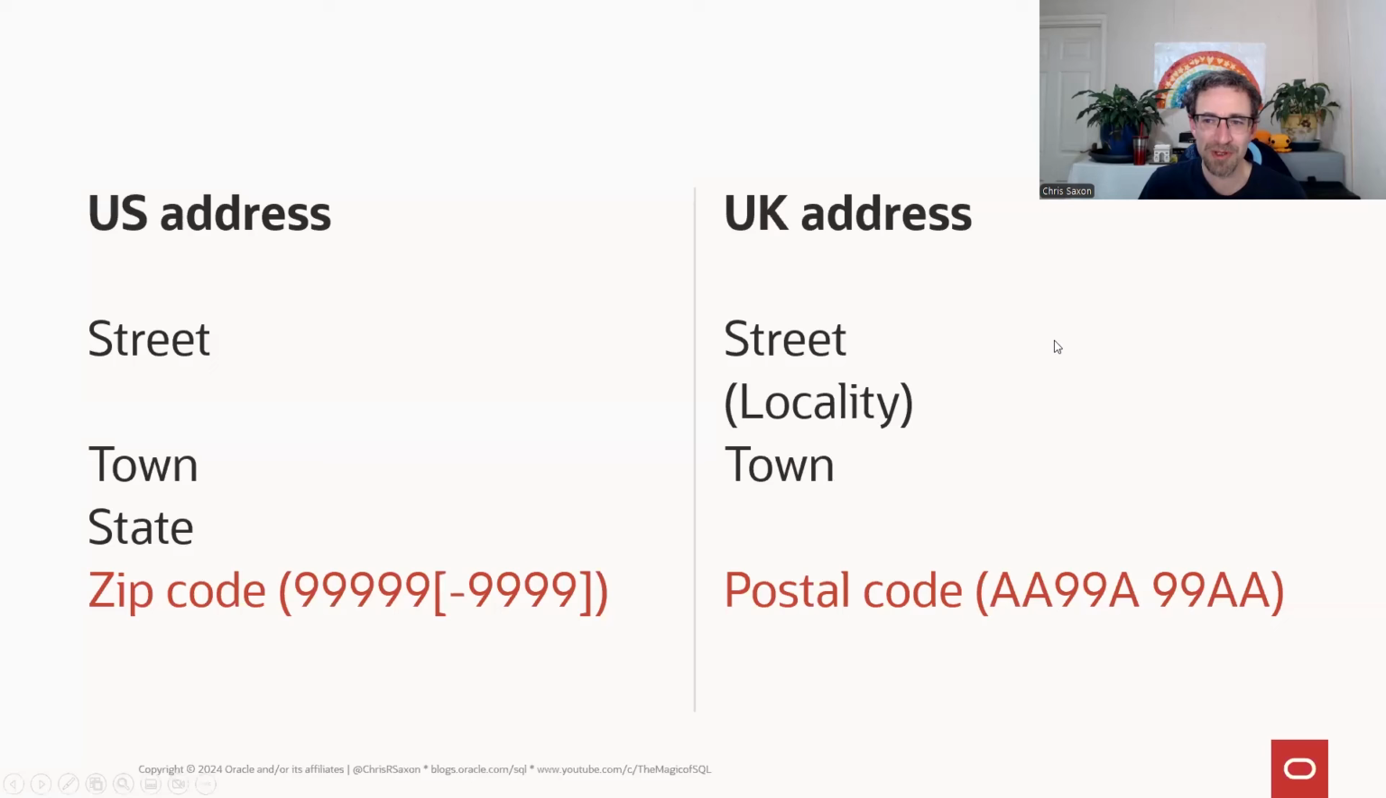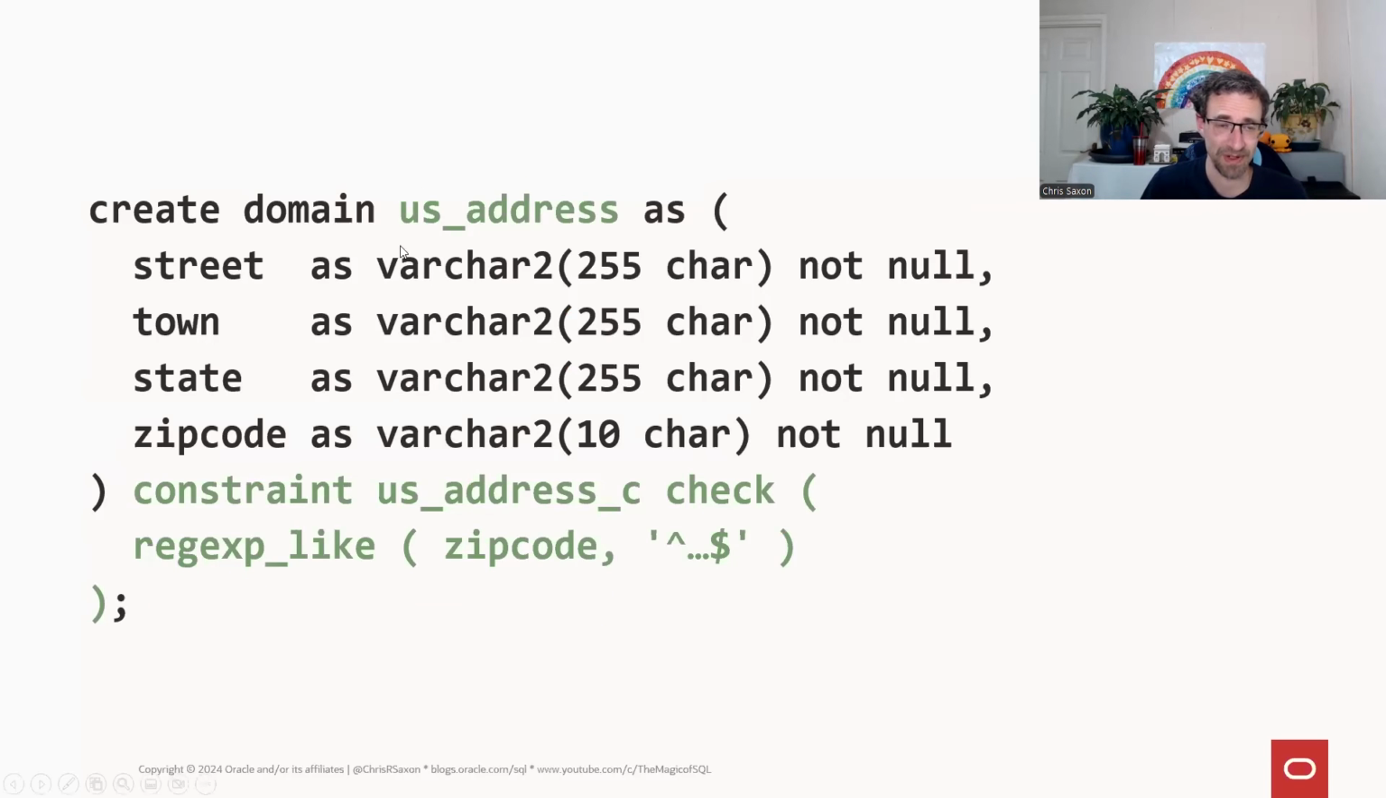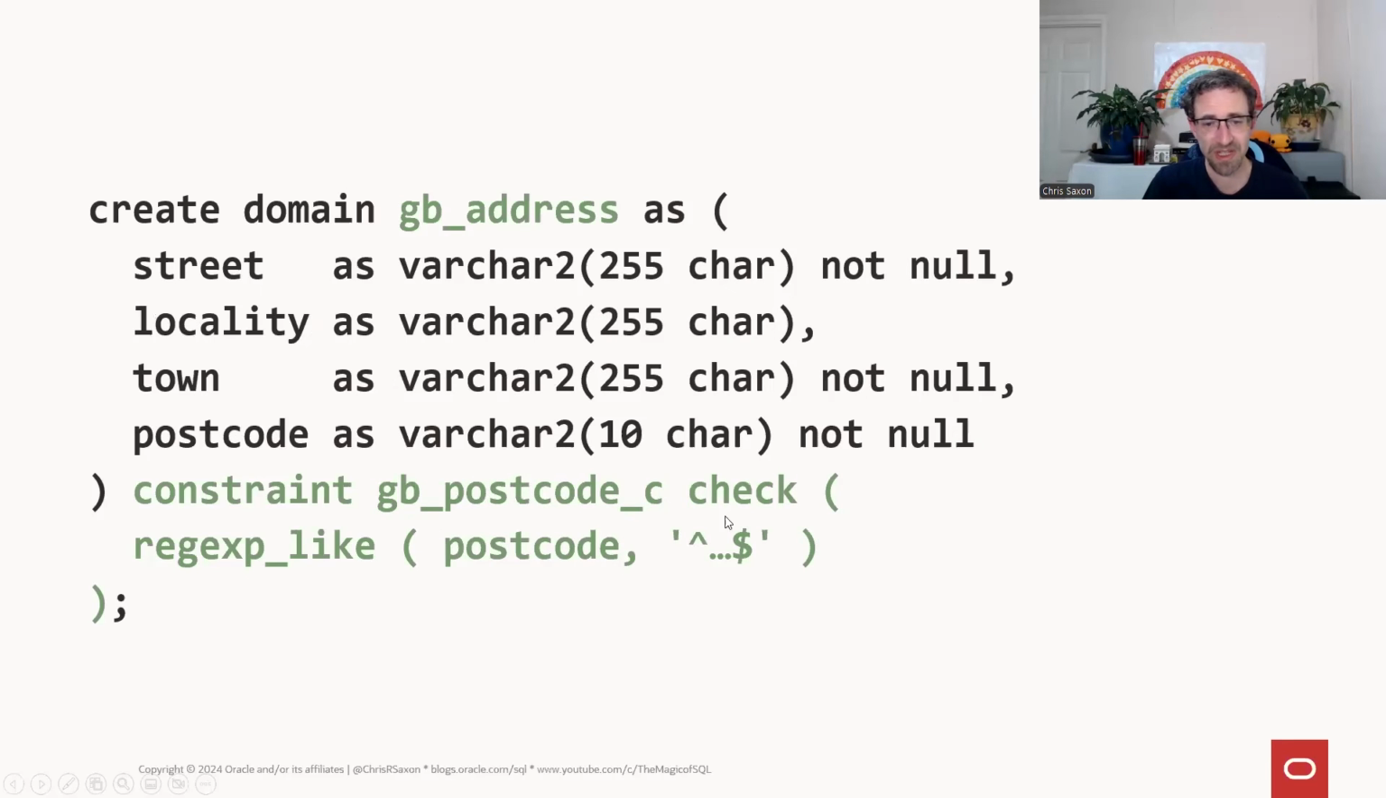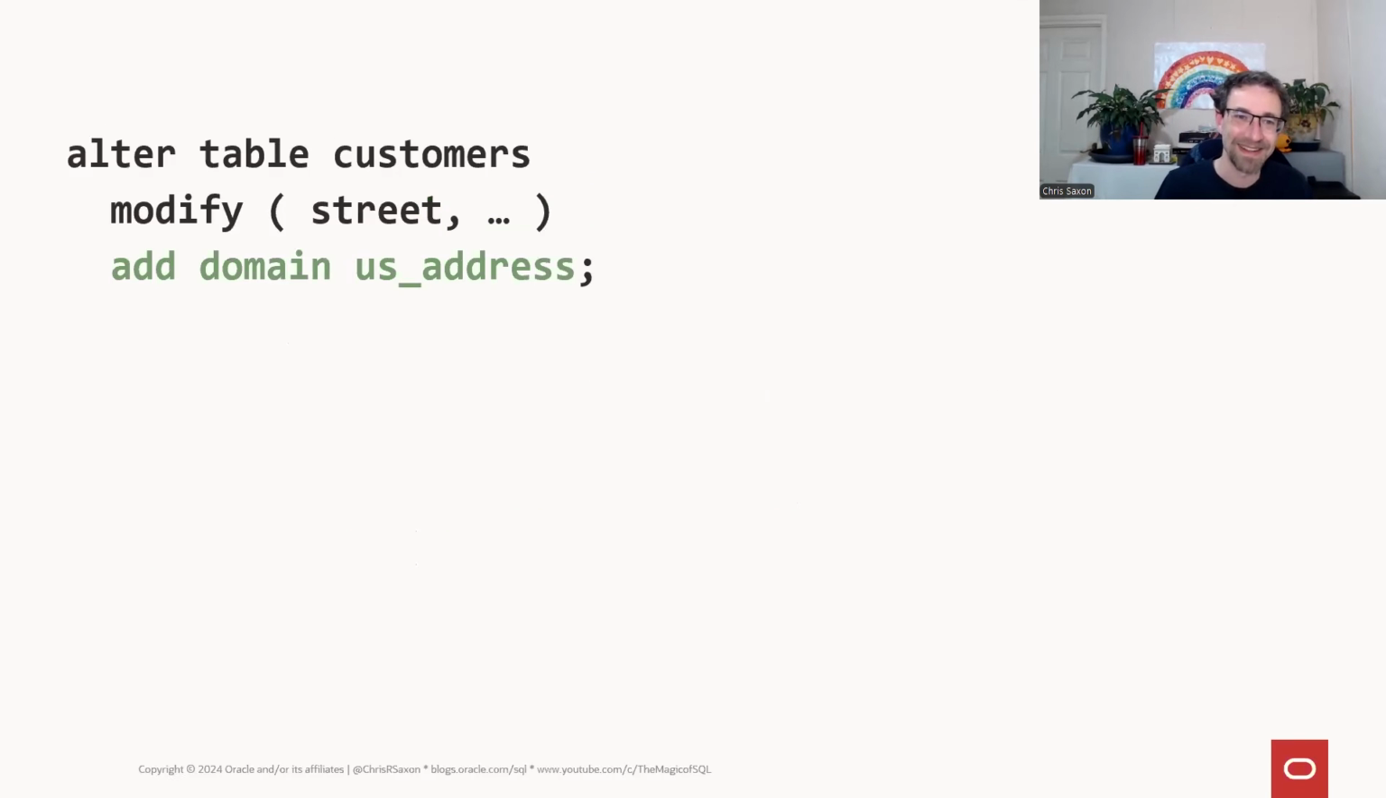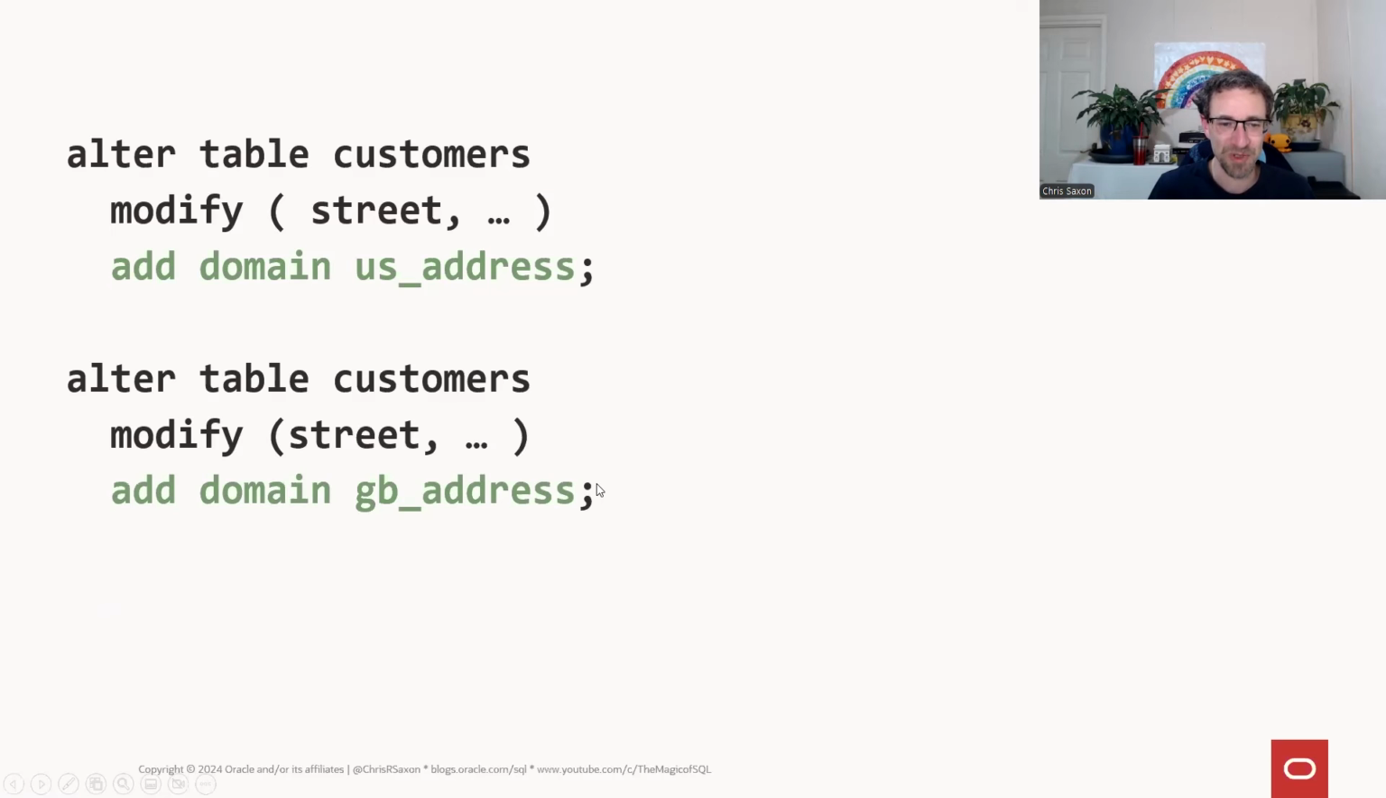So rather than try and come up with one giant address domain, we could create a domain for each country. Right? So we can create a US address. We'll split the problem up. That's a good programming principle, make it smaller problems. So we can create our US address and have our validation that the zip code is numbers. We can have our British address and again validate the postal code as appropriate. Sounds good, right? What could possibly go wrong here? Well, let's try and add these to the tables. So let's add our US address to our customers table. That does the job. Now trying to add the British address to the same table. What's going to happen?